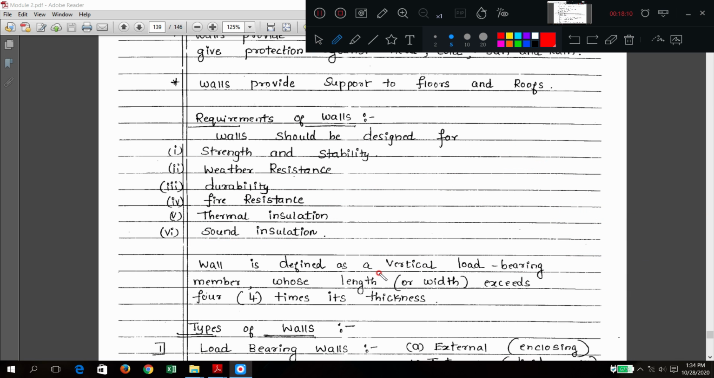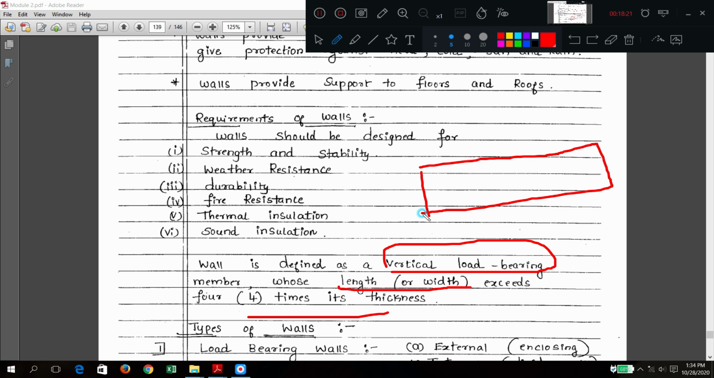Now, what is the definition of a wall? It is a vertical load bearing member whose length is at least 4 times its thickness. Suppose it is like this. Its length or width should be at least 4 times its thickness. Those things are called walls.